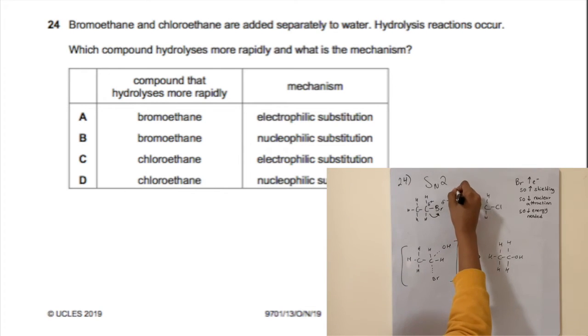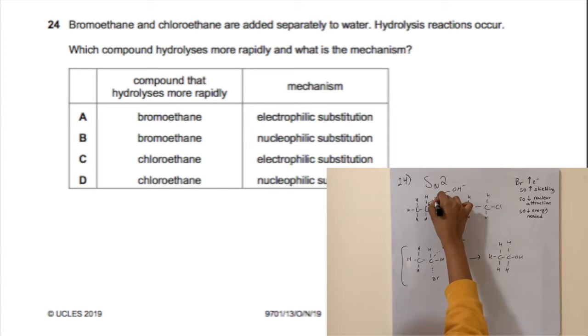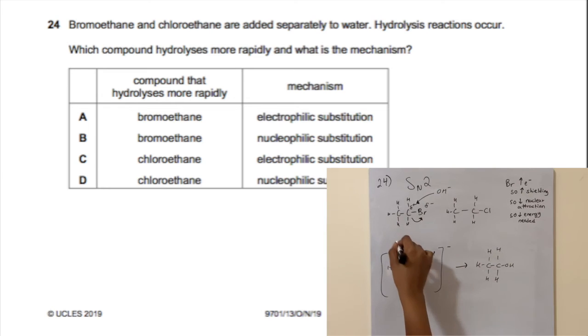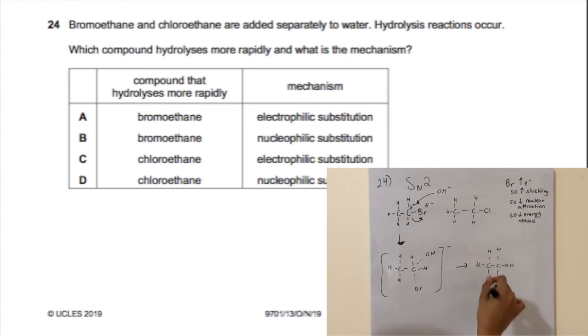And then an OH- that's wandering around is going to get attracted because it's negative to the carbon, right? So this is what it looks like. This is the intermediate, the part that we've seen in question 23. And then once it's done with this and the bromine exits, you end up with this final product.